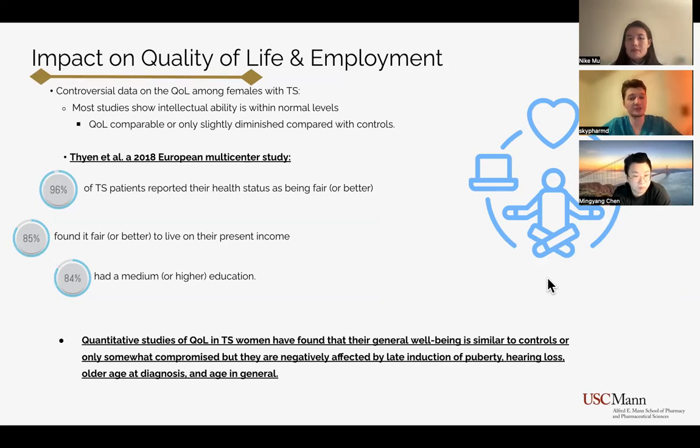So income was not really a social factor. These individuals had not really an issue of finding work. It's more of how long they can work. 84% had a medium or higher education, so quite comparable to normal individuals. But one thing I do want to highlight is that quantitative studies of quality of life in TS women have found that their general well-being is similar to controls or only somewhat compromised, but they are negatively affected by late induction of puberty, hearing loss, older age, age at diagnosis, and age in general.